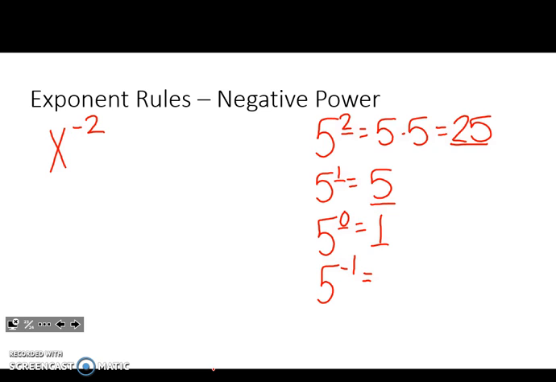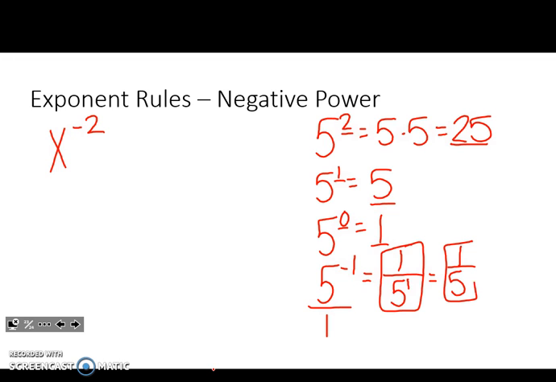In order to get the exponent to be positive, we're going to have to turn it into a fraction. And the way that we do that is if I take 5 to the negative first, I can turn it into a fraction by putting it over a 1. So in order to get rid of the negative, I have to flip the negative exponent to the opposite side of the fraction bar. So I get 1 over 5 to the first power, which is technically 1/5.